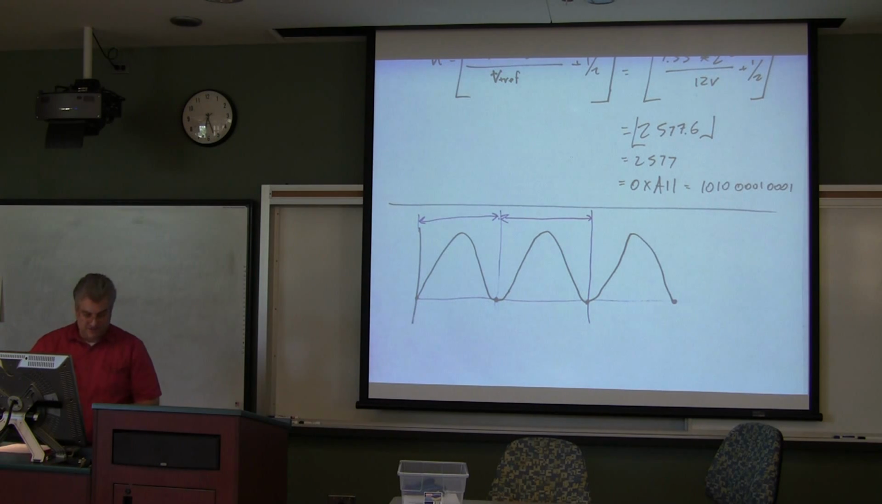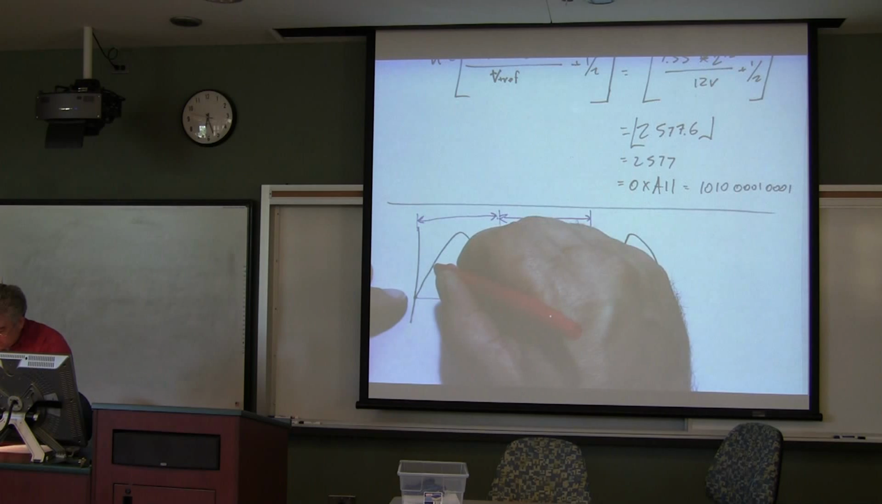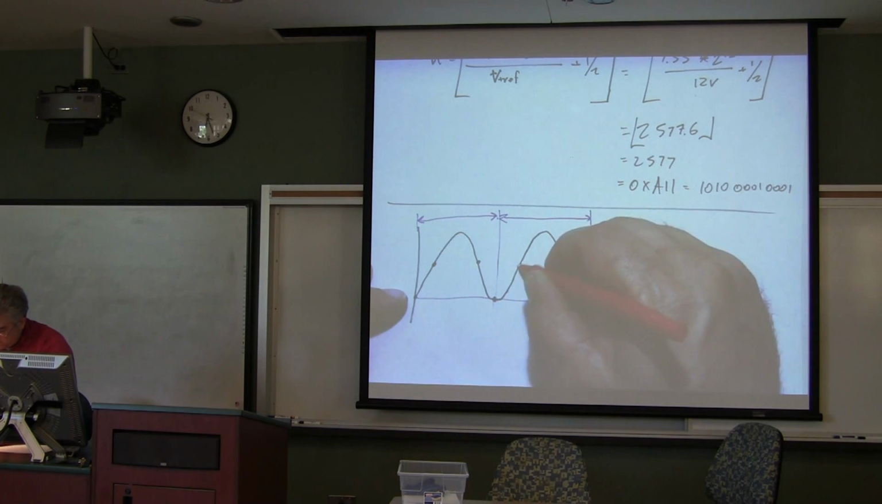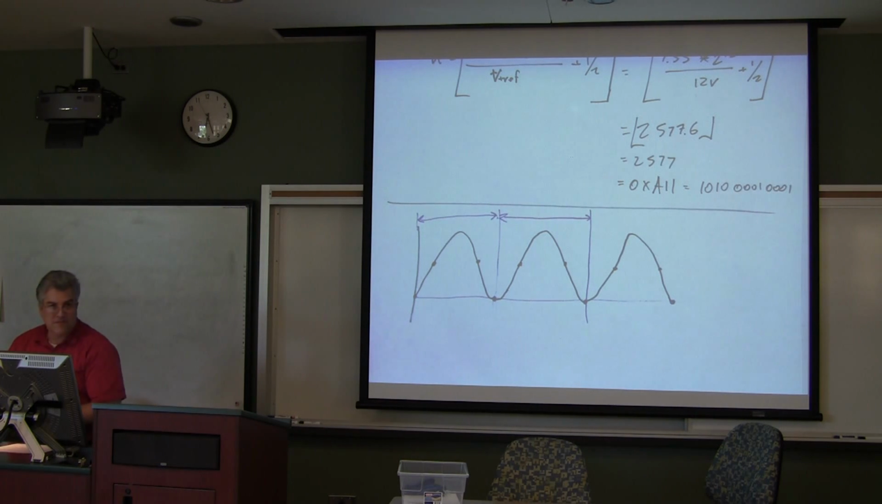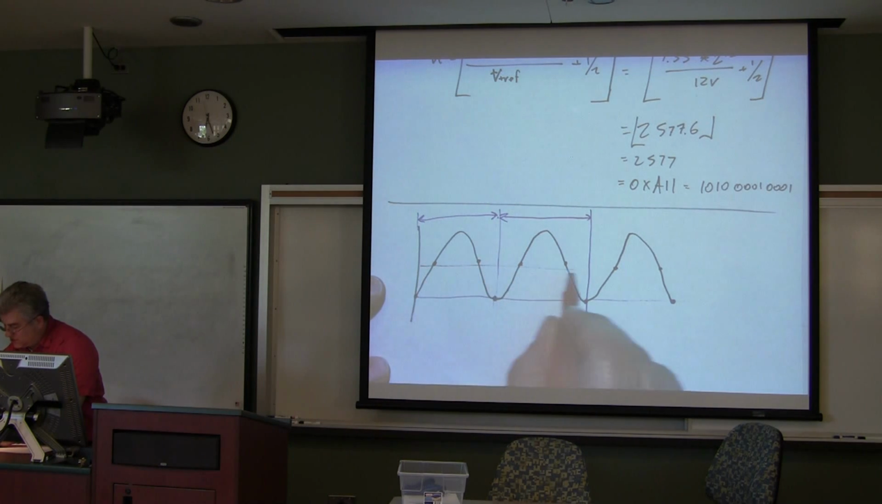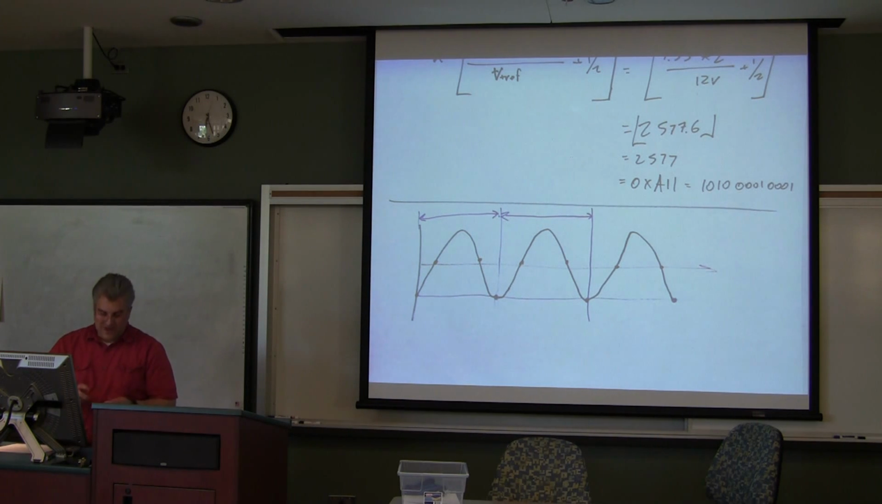However, there's a possibility that if you measure exactly 1/2 of the period, you can get this point, and this point, and this point, and this point, which is a phase shift. You get a single line.